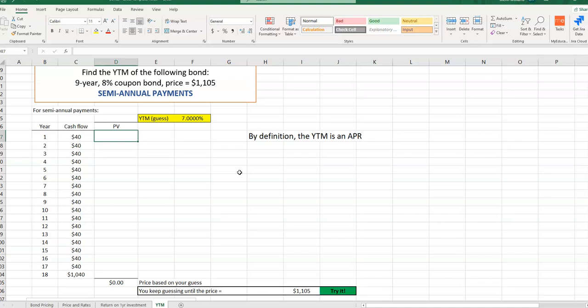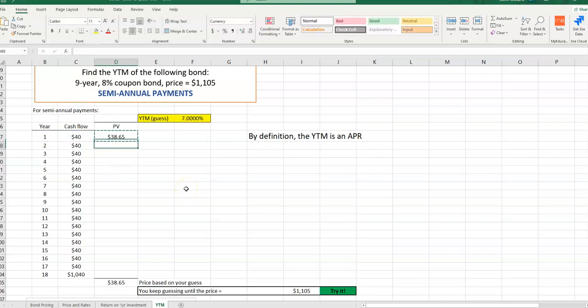So I'm going to do the same thing here. I'm going to set this up to divide the interest rate that I guess by 2, because yield to maturity is by definition an annual rate, and by definition it's an APR. So 7% in a year, compounded twice a year, I would divide that by 2. And I'm going to raise that to that power. I also need to be sure I've got the dollar signs around my rate there, so that I can just copy this formula down.